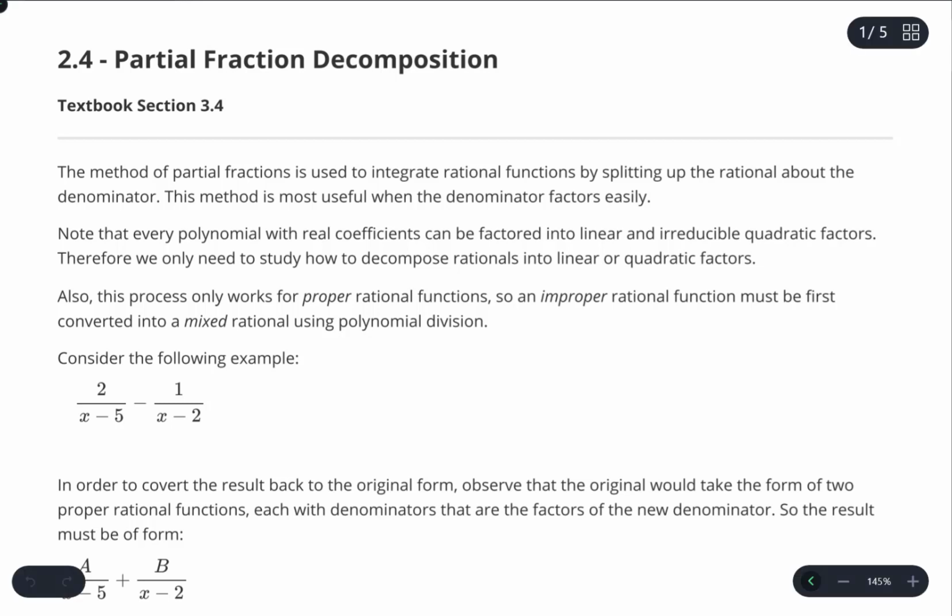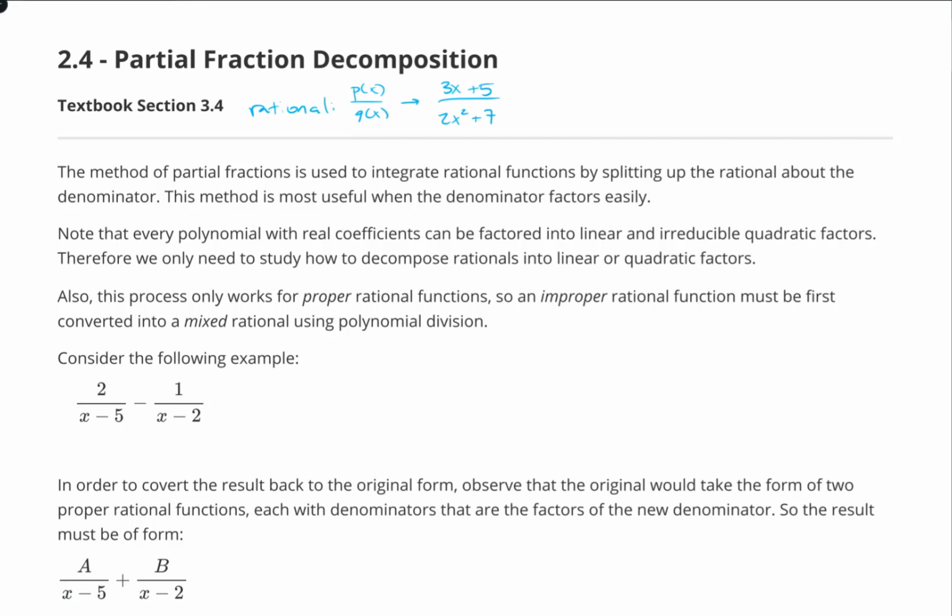So just as a background here, when I'm talking about a rational function, a rational is going to be of the form p of x over q of x, where p and q are both polynomials. So for example, you could have, say, 3x plus 5 over 2x squared plus 7. All right, so the numerator is the polynomial that's in the top of the rational. The denominator is the polynomial in the bottom.